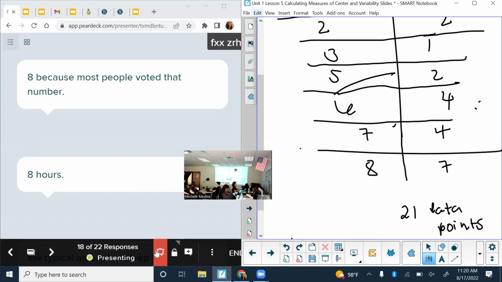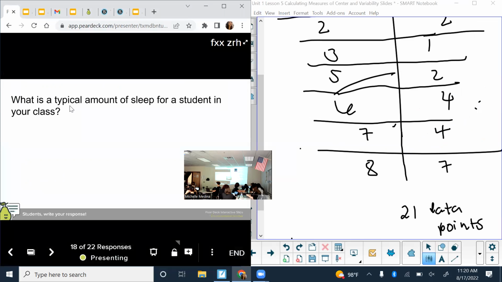Know that also, and I've seen it on your practices already, when we talk about a typical amount, we are also talking about the mean or the median. So you may have to find the mean or median if the mode isn't one of your answer options.